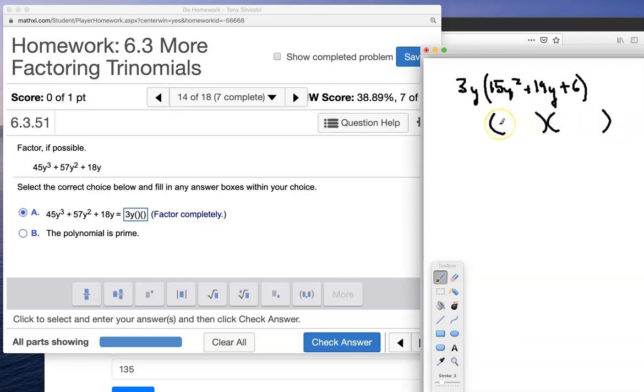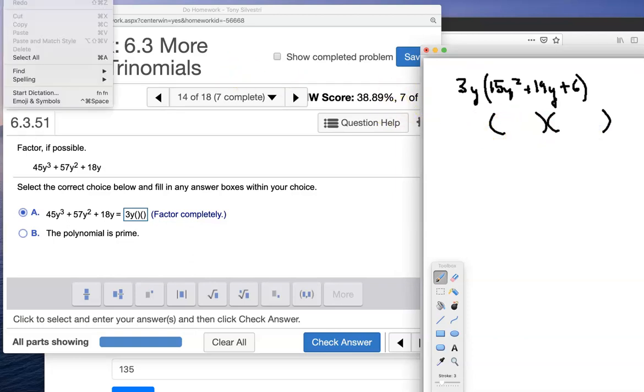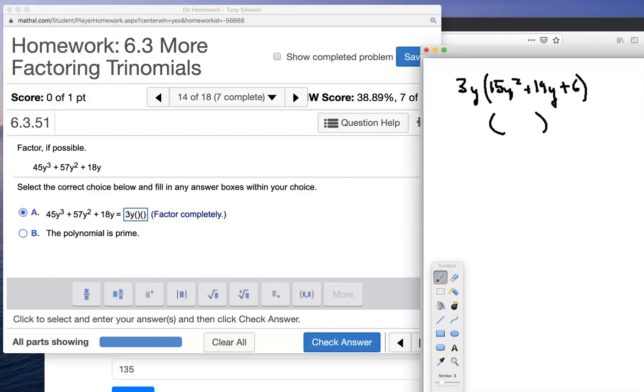Okay, so I got a little ahead of myself. Undo, undo. Okay, let me just go back. Control Z. Now I need to take a look at this 15. That's the magic number. And say y squared plus 19y. 15 times 6 is 90.